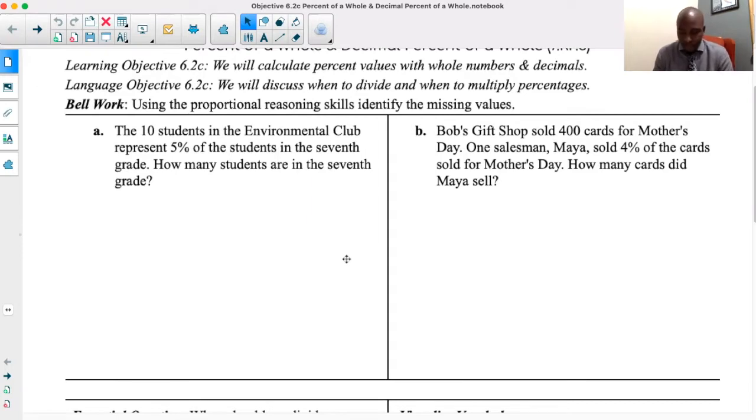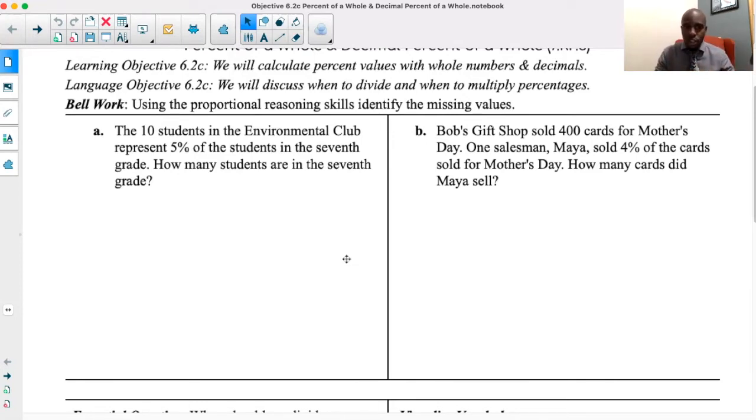All right. So what I would like to do is go through bell work A and bell work B with you to help you understand exactly how to calculate these percent values, okay? So the first one says this: the 10 students in the environmental club represent 5% of the students in the 7th grade. Now, when you think about part and whole, you need to think about big and small, right? The part is pieces and the whole includes the total amount, everyone all together.